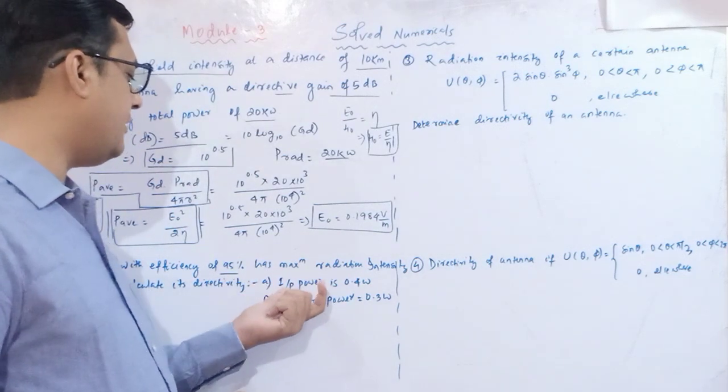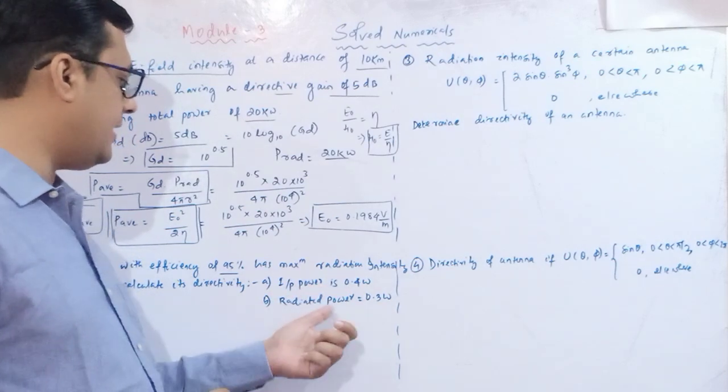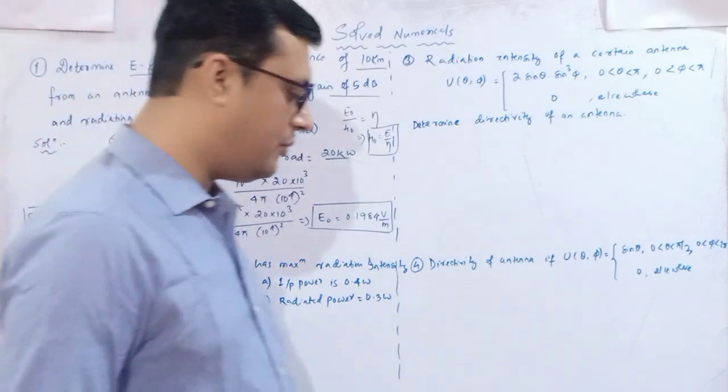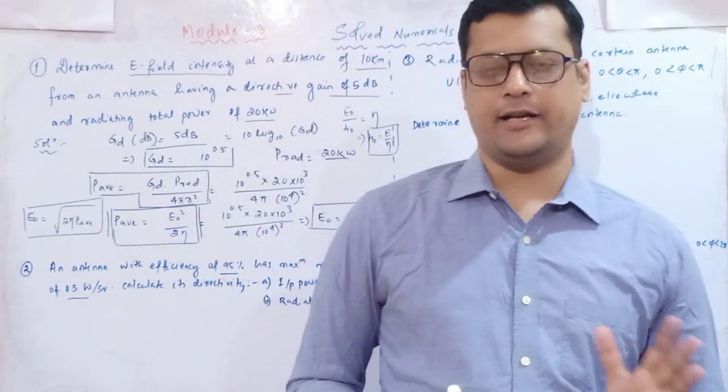And the hint is given. First case, the input power is 0.4 watt, and the second case, the radiated power is 0.3 watt. Now how to proceed with this? We have the efficiency, the radiation efficiency.